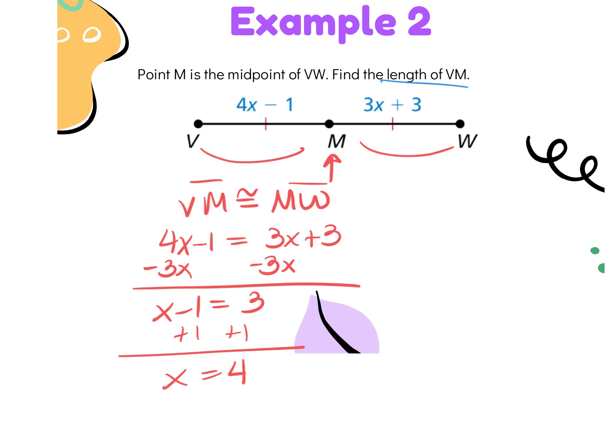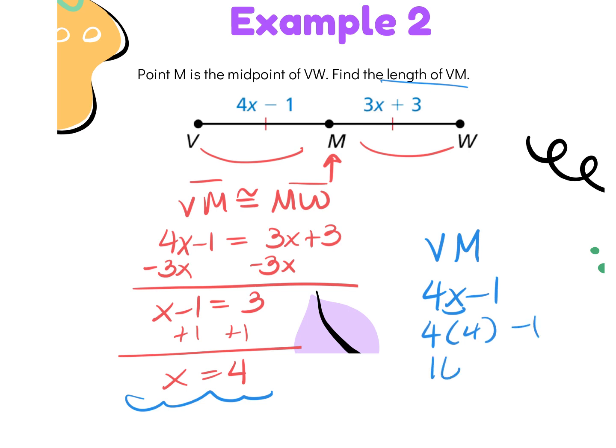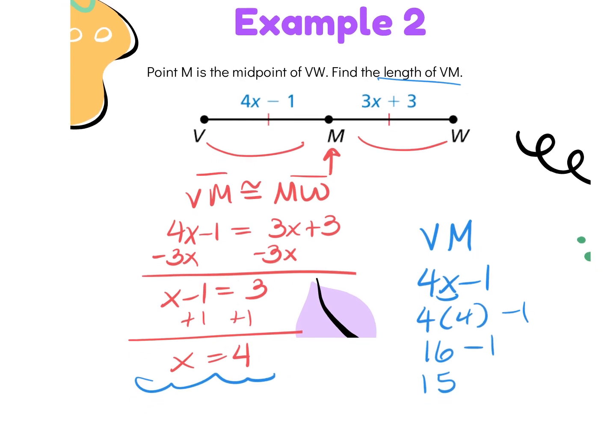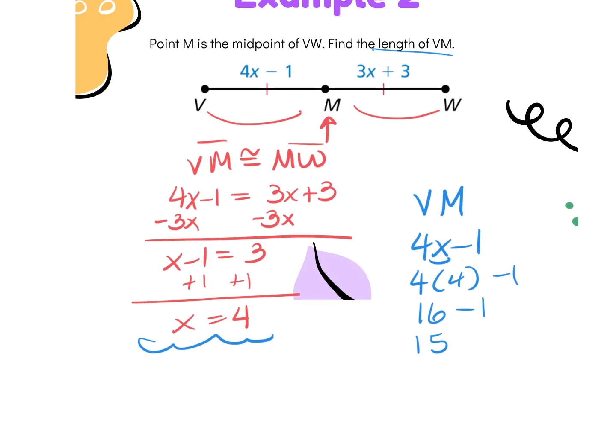So now that we have the value of x, now we have to substitute our value of x into the expression for VM. So VM was 4x minus 1. I'm now going to take my newly found value of x, plug it in: 4 times 4 minus 1, 16 minus 1, and I get 15. So the length of VM equals 15.